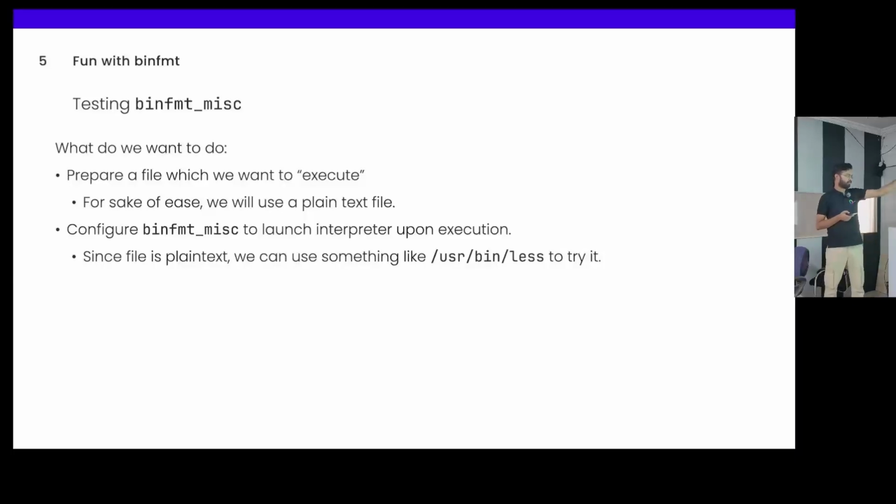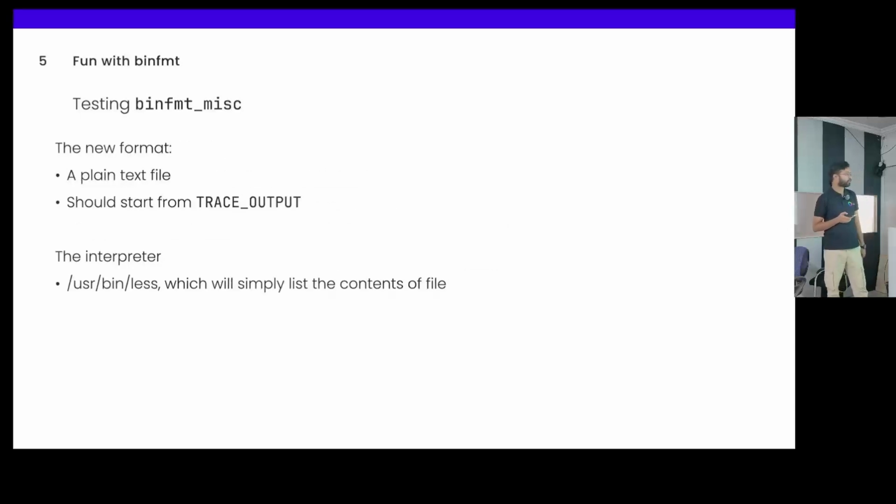So for binfmt, what we want to do is execute a plain text file, just for the sake of example. And when we execute that plain text file, we want it to open inside this less utility. Okay, so for ease, we say that the file should start with the first line being this one, and this is the interpreter.